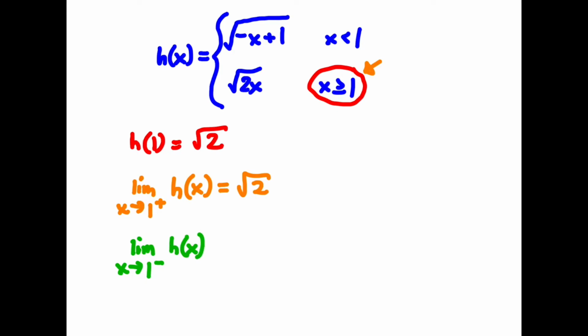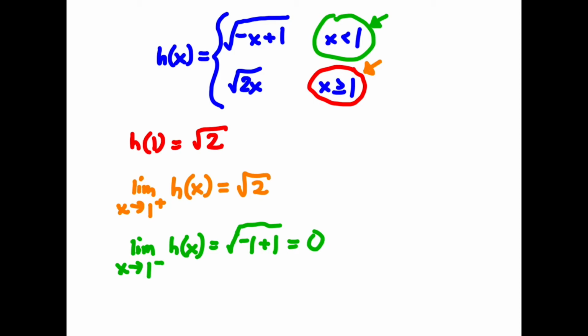Okay, now we're going to have to use this top piece here because since it's from the left, it's less than 1, so we need to use the one that's less than 1. All right, we're going to plug in 1 to that top piece, and you're going to get -1 plus 1 and the square root of all that. So that ends up breaking down to 0.